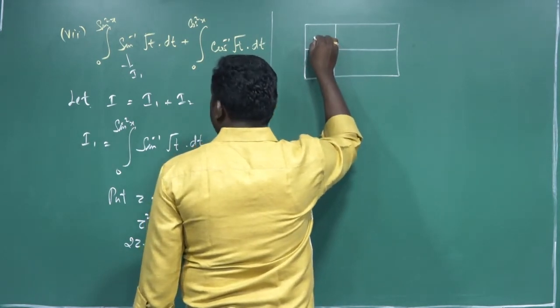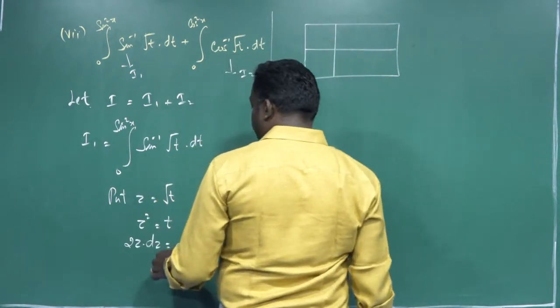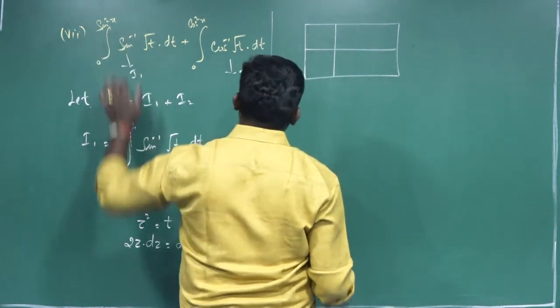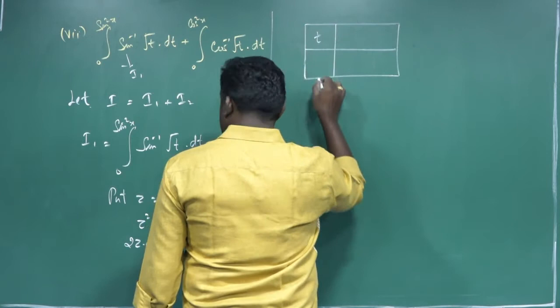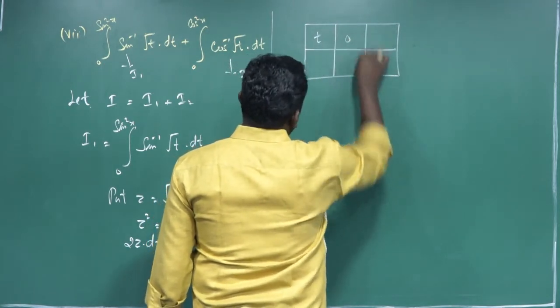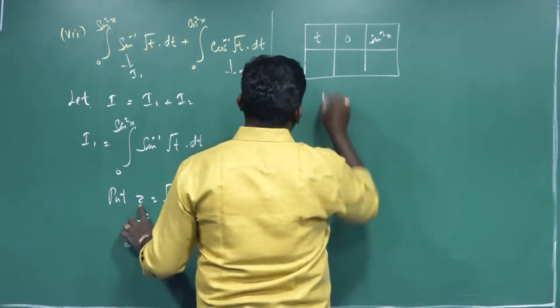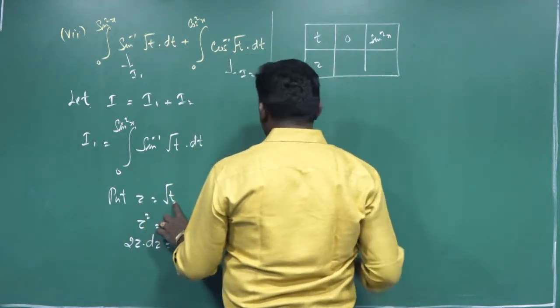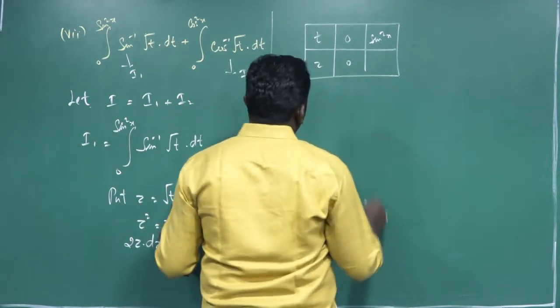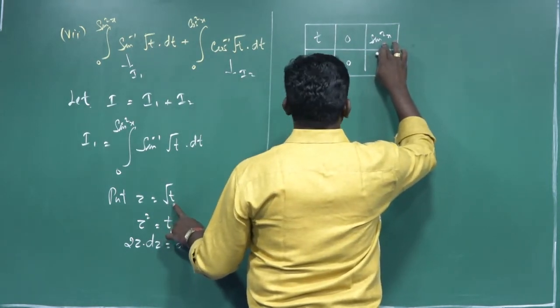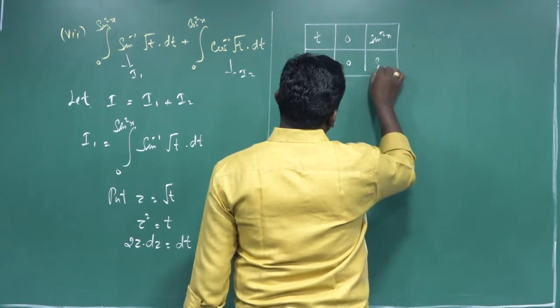Next we have to find the range. The integral is from t equal to 0 to t equal to sin squared x. Then, putting in the z term: for t equal to 0, z is 0, and for t equal to sin squared x, z is the square root of sin squared x, which equals sin x.